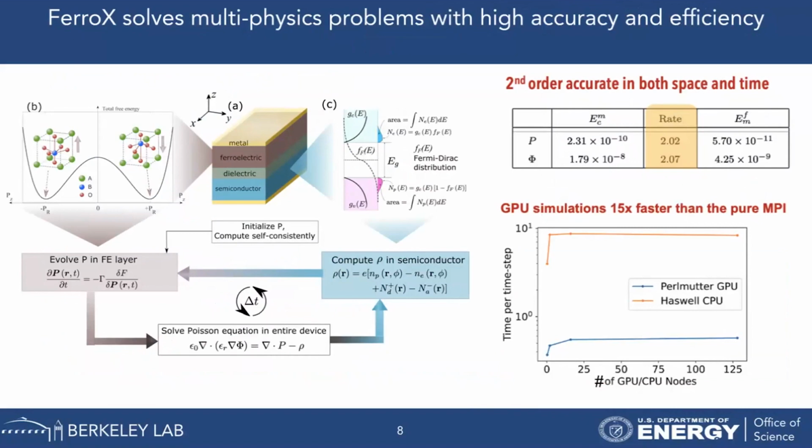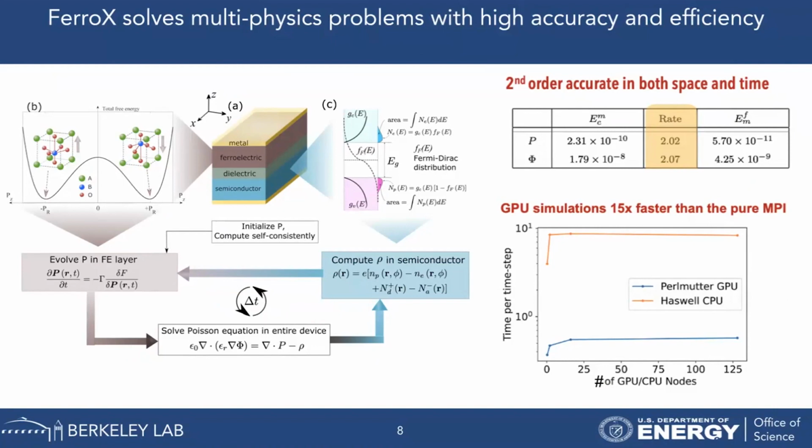All right, so let's look at the equations that we solve in FerroX in a little more detail. In the ferroelectric layer, we solve for the polarization of the ferroelectrics by solving this time-dependent Ginzburg-Landau equation. Throughout the device, we solve Poisson's equation to get the distribution of electric potential. And in the semiconductor region, we solve for the density of charge carriers by following this Fermi-Dirac distribution function approach. And all of this has to be done at every time step, self-consistently.